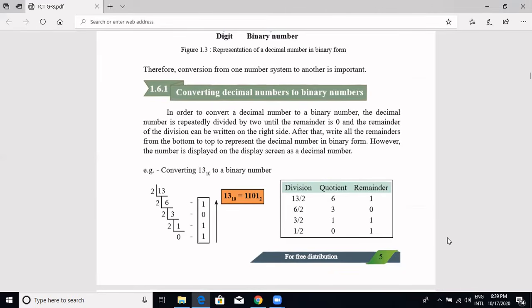Then what you do is, all the remainders, you are going to write them, and then you have to write the number from bottom to top. Then you will get that decimal number in binary format. Okay, I will explain it to you, right?